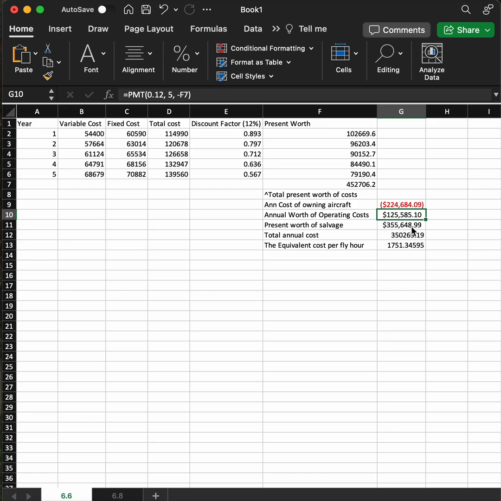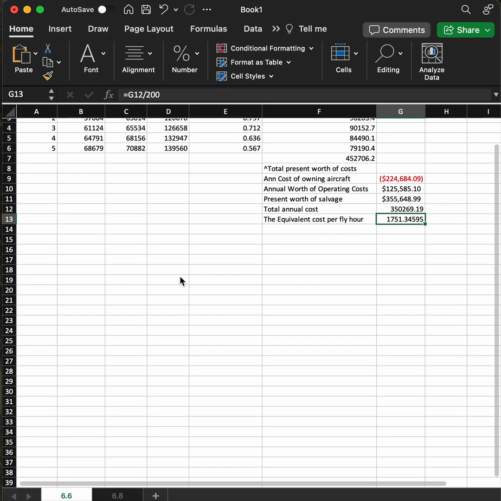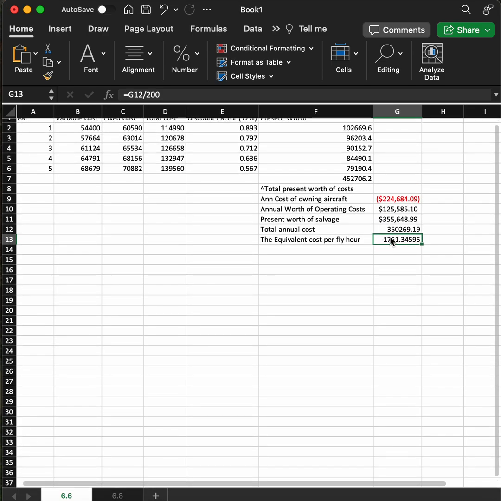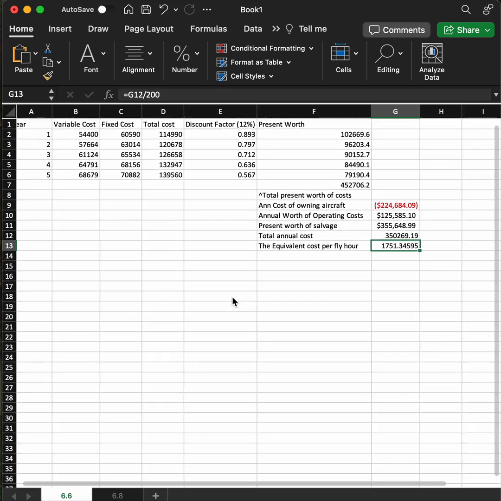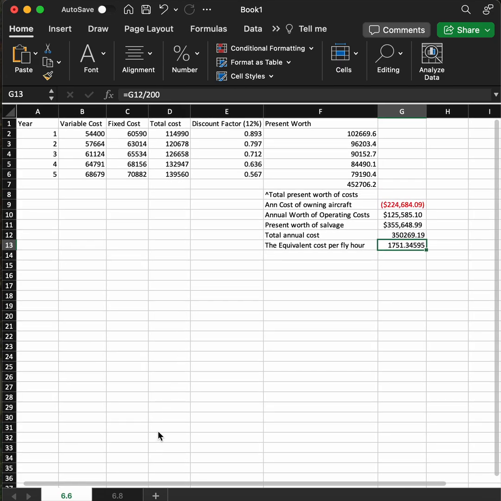Dividing by the 200 gives you $1,751.35. And yeah, so this is the final answer right here. And that is example 6.6.